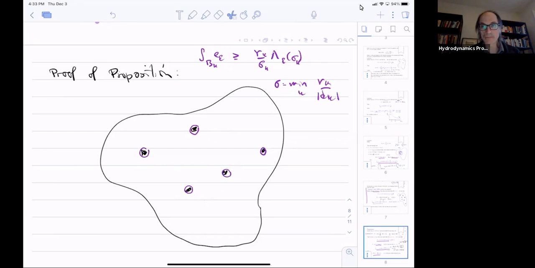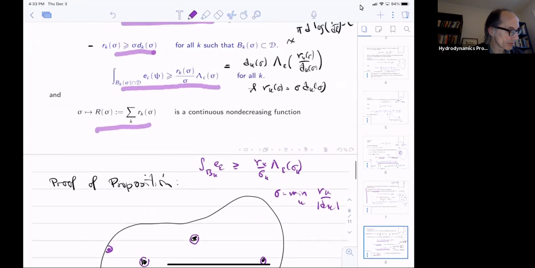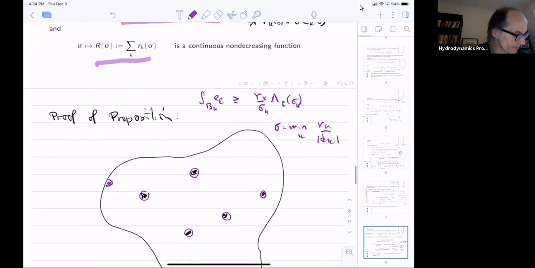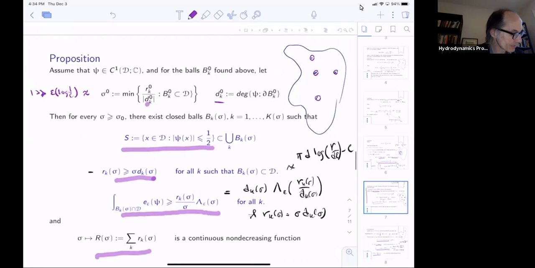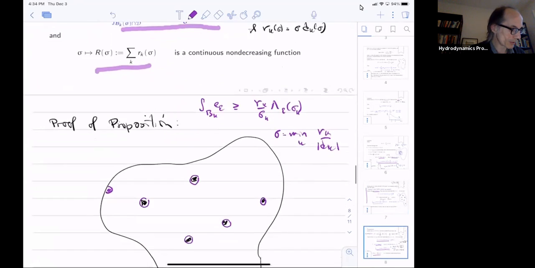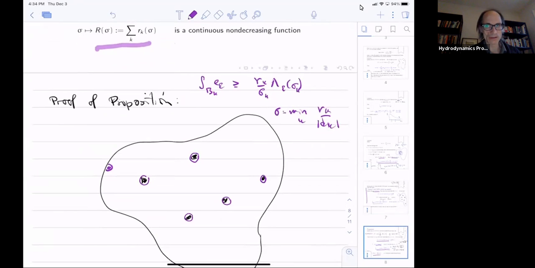Okay, and so what do I do? I'll define sigma. I should have said this is the minimum over, and if they're balls that touch the boundary, I'm not going to worry about this. So sigma is the minimum of this ratio of radius to degree for balls that are entirely contained in the domain. Balls that touch the boundary, just don't worry about it. Okay, and so then I have this number.